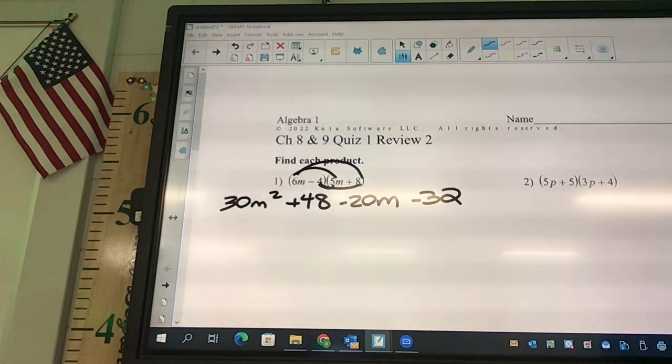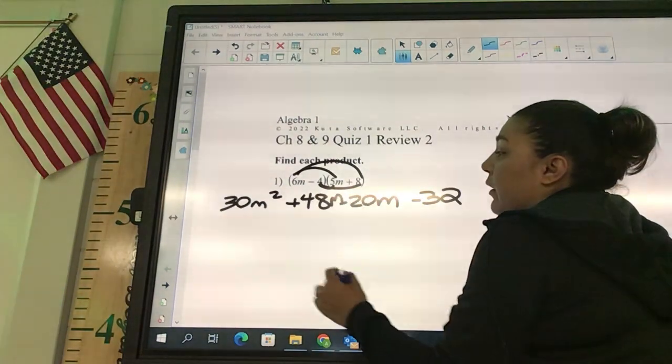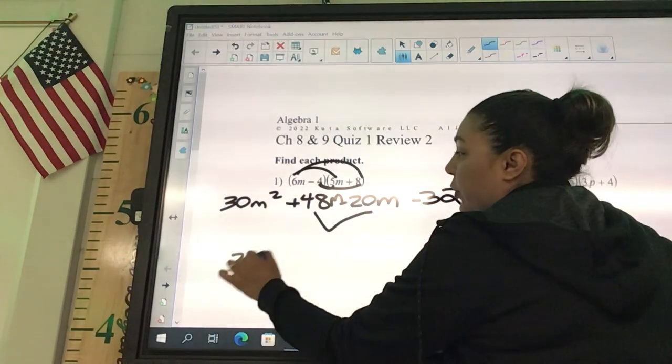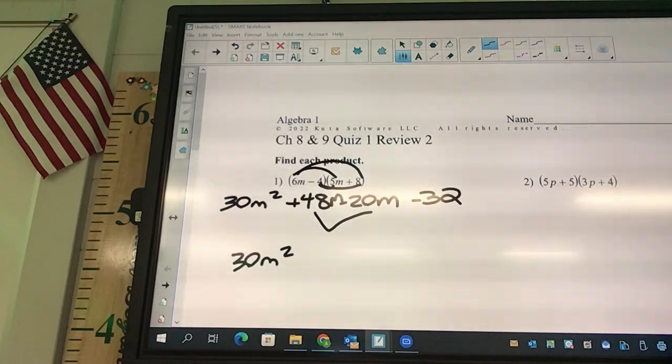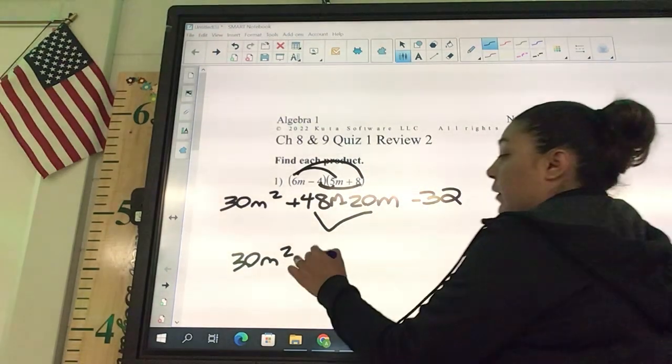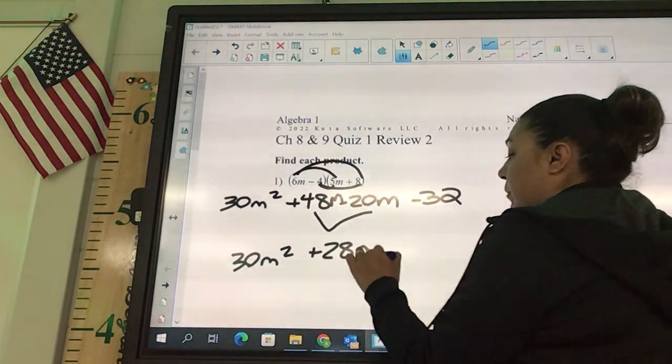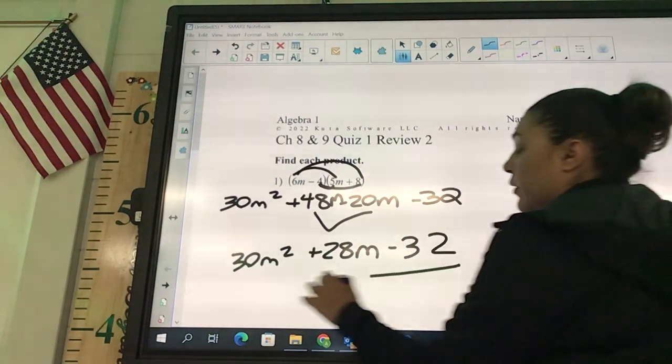No, we got to combine those two middles. So what are you going to get when you combine the two middle? And this should say 48m. Sorry. Okay, so you're going to get 30m squared. What are you going to get for the middle? 28m. Plus 28m minus 32.